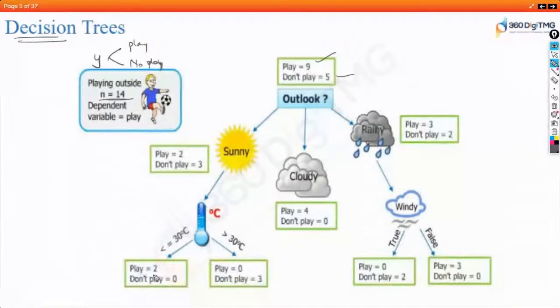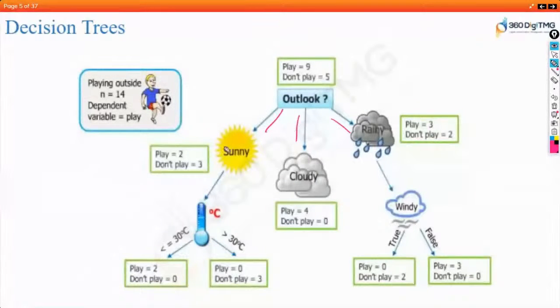What we are doing here is taking that historical data and looking at under what conditions we allowed them to play and under what conditions we did not allow them to play. So we first verified what the outlook is like, the climatic conditions. There are 3 different conditions: sunny, cloudy, and rainy. So we have three different categories or outcomes.